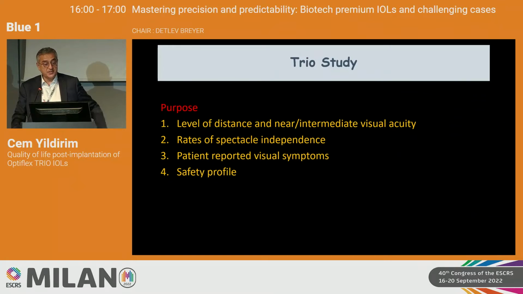the patients. In our TRIO study, the purposes are, first, the level of distance, near and intermediate visual acuity of the patients, rates of spectacle independence, patient-reported visual symptoms, and safety profile.